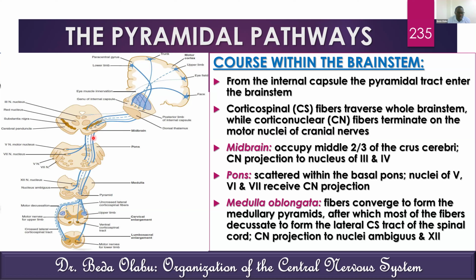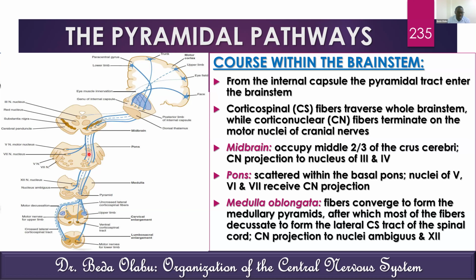The rest proceed to the pons, and in the pons, they become scattered in the basal pons, during which some corticonuclear fibers terminate in some cranial nerve motor nuclei. So in the midbrain, we had termination to oculomotor and trochlear. In the pons, we have termination to the trigeminal motor nucleus, the abducens nucleus, and the facial motor nucleus.